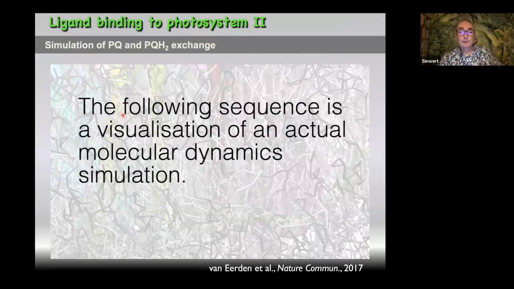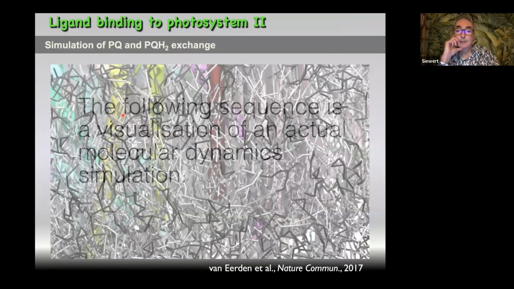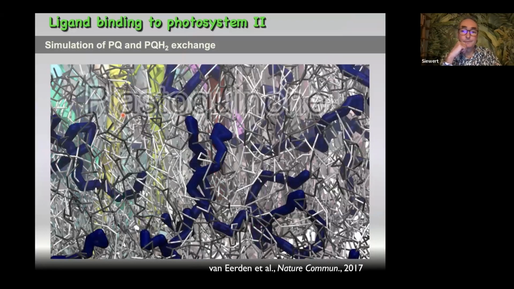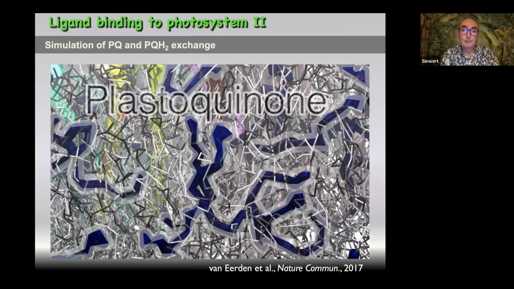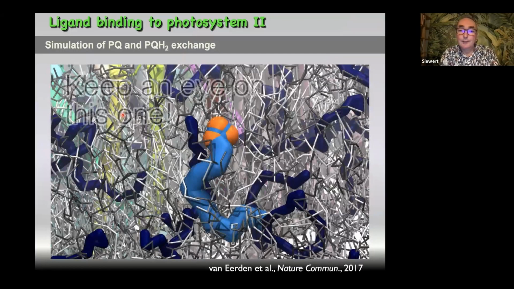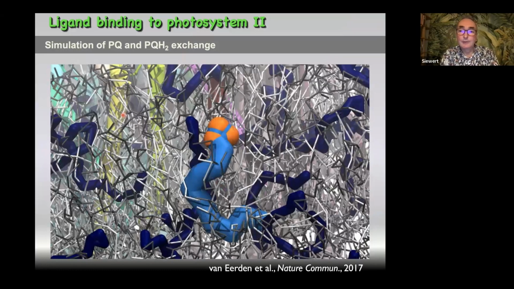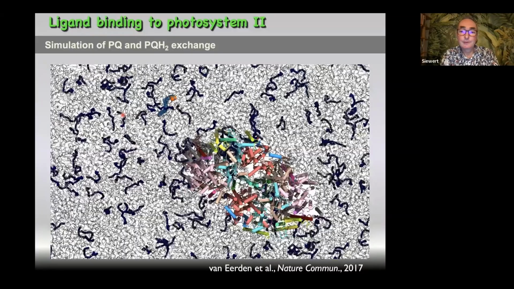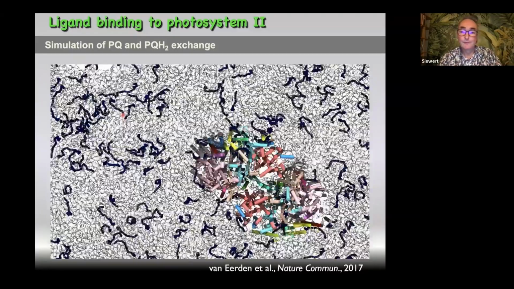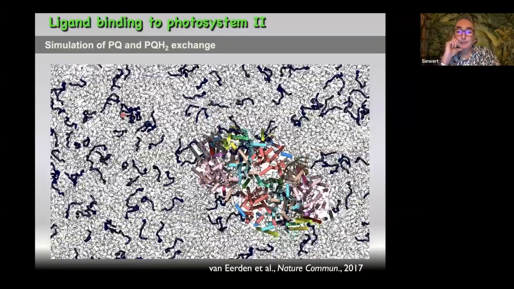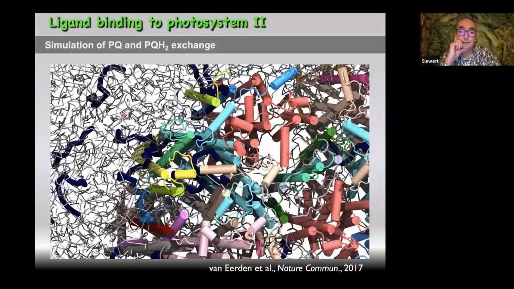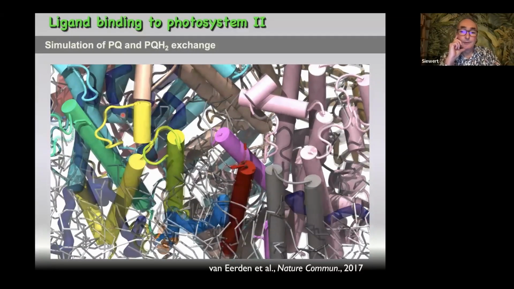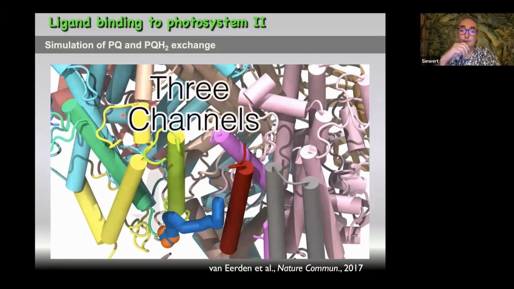To make a long story short, I just show you this movie, which summarizes our understanding of how this exchange process is happening. So here you see some of these cofactors sitting in the membrane, and we're going to follow one in particular. In the central part, you see this Photosystem II dimer, and you quickly see that this plastoquinol is binding at the site of the membrane protein, which is close to the entrance of this cavity.